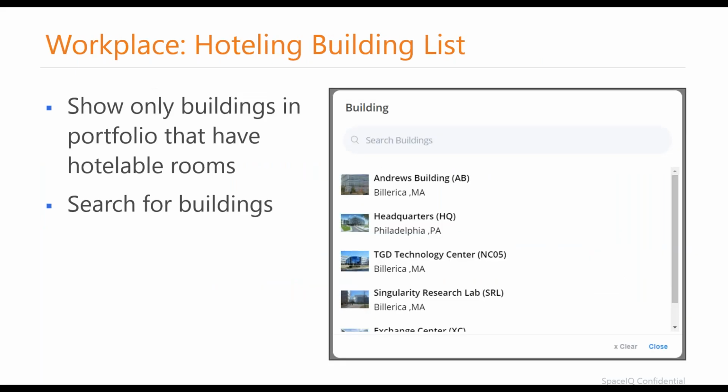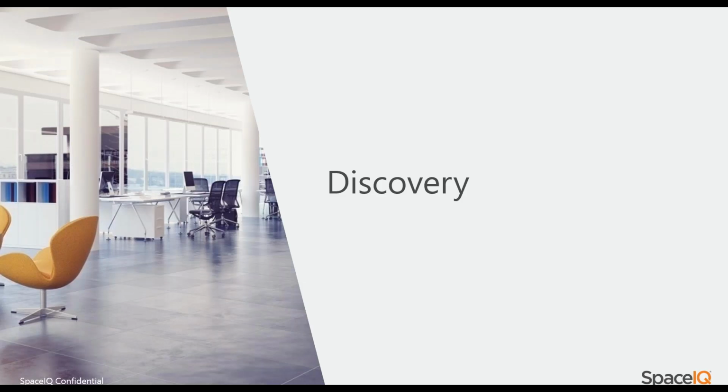And finally, in the Workplace app, if you are part of a campus deployment, we only show buildings in the portfolio that have hotelable rooms. If you have maybe a home building, but you want to book space in another building, the list only shows you buildings that have rooms that are available, and you can also search for buildings. That search bar wasn't available before 25.3. So those are some improvements that we've made in addition to the major new features.